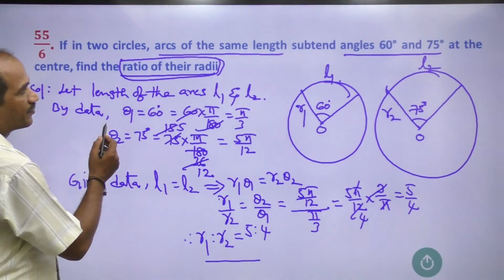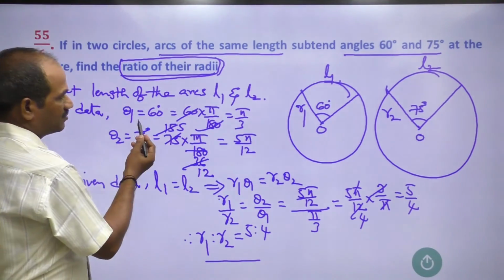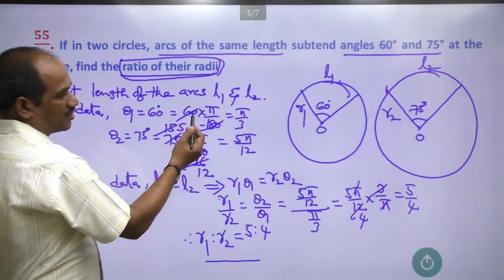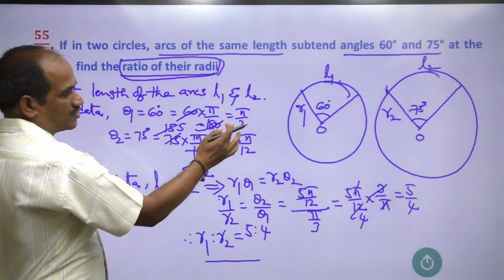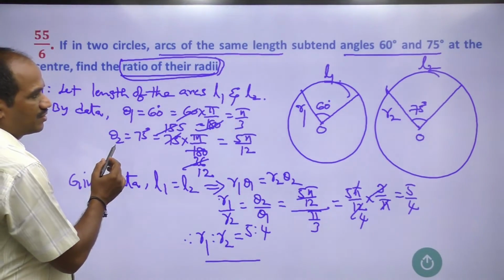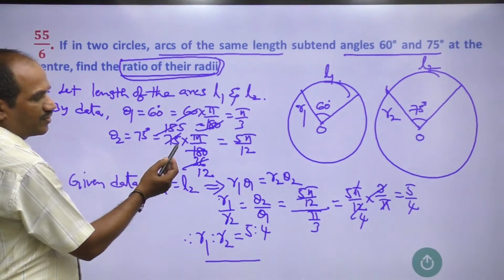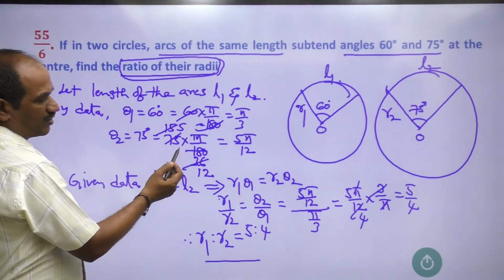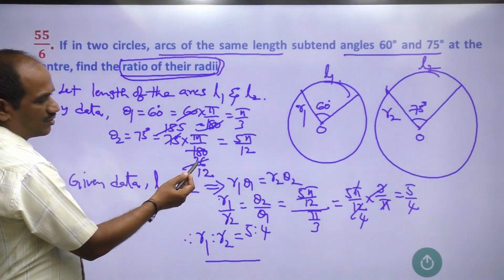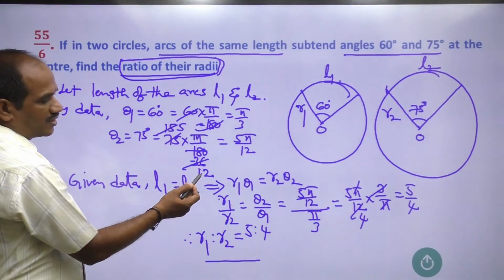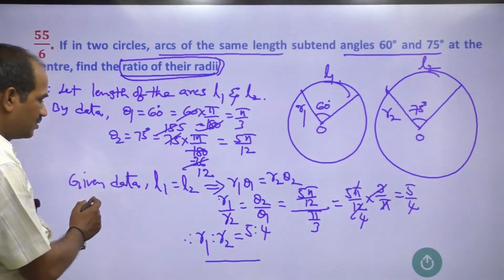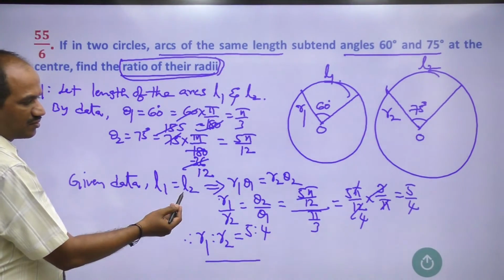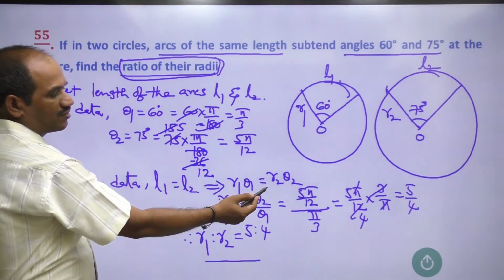By the data, theta 1 is equal to 60 degrees. So 60 into pi by 180, in terms of radians. 60 goes into 180 three times, so that is pi by 3. Next, theta 2 is equal to 75 degrees. So 75 into pi by 180. 15 goes into both, giving 5 by 12, so that is 5 pi by 12. Since the arcs are of the same length, L1 is equal to L2. So L1 is equal to R1 theta 1 is equal to R2 theta 2.